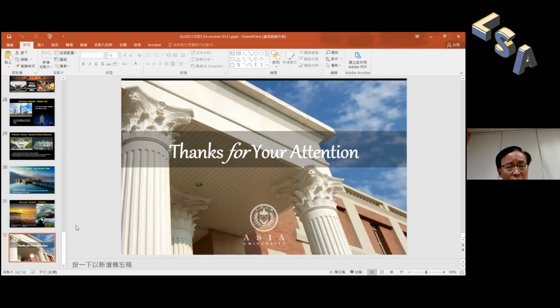Actually, it's quite affordable, and the Taiwan government also offers a lot of government scholarships for students from Indonesia. Asia University also offers a scholarship for students from Indonesia, but because we are more or less a research-intensive university, we offer scholarships mostly to master and PhD students, not to undergraduate students. Okay, I think that's my presentation, and thank you for your attention.